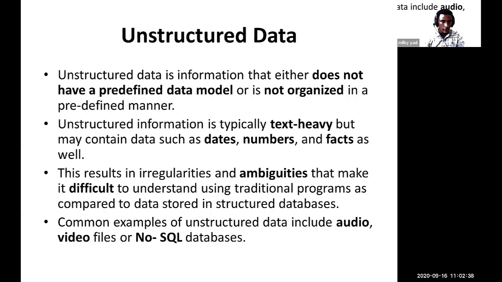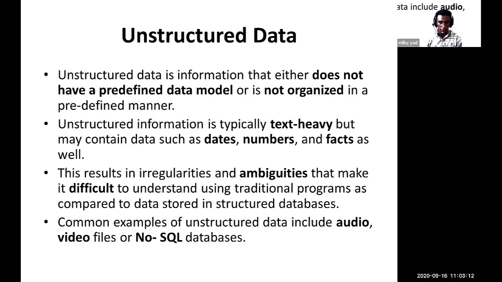The last one is unstructured data. Unstructured data is information that either does not have a predefined data model or is not organized in a predefined manner. That means it is not organized. So unstructured information is typically textual data. Actually, it may contain data such as dates, numbers, facts, and so on. But it is text-heavy data, and it is not organized.